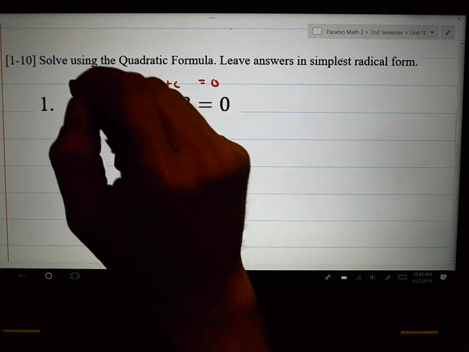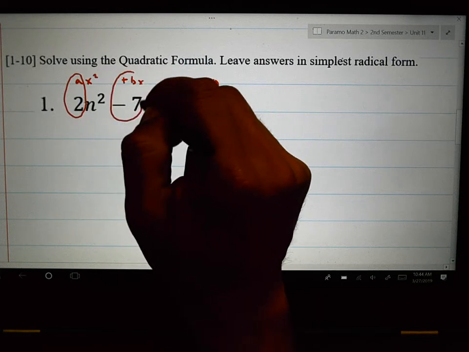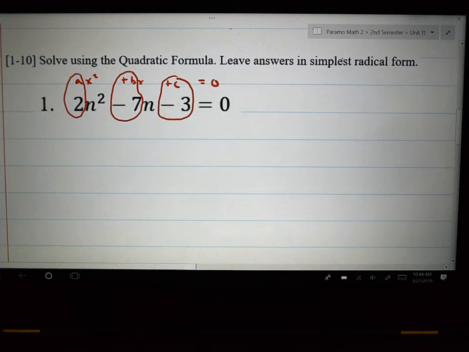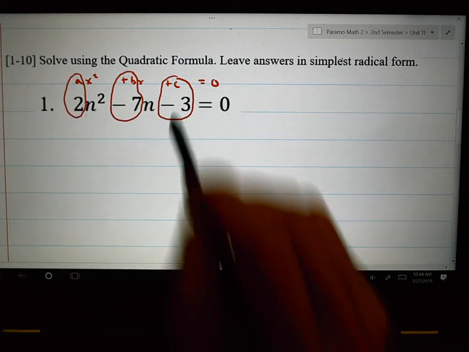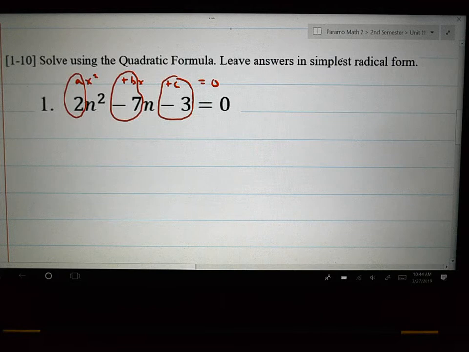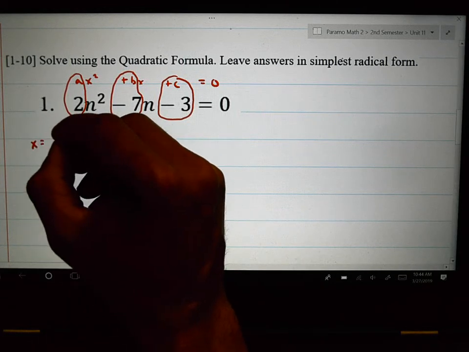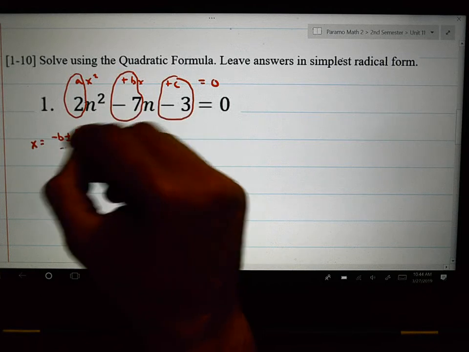And then I kind of do this. I go, this is 2. This is negative 7. And this is negative 3. So that I know what each number is. The b is negative 7. The a is 2. The c is negative 3. And then I go into this formula. Notice I don't have the formula. It's hiding somewhere. So I have to go off of my memory. x equals negative b plus or minus radical b squared minus 4ac all over 2a.